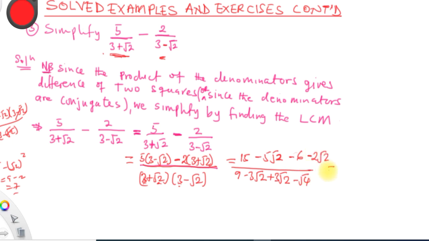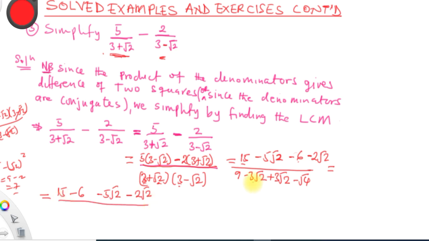Okay? So we have to rearrange them. Let us come down here, we have enough space. So we have the 15, which is a rational number, and 6. They are all rational numbers. So we have the 15, and then we have minus 6. Then we have minus 5 with root 2. Then minus 2 with root 2.